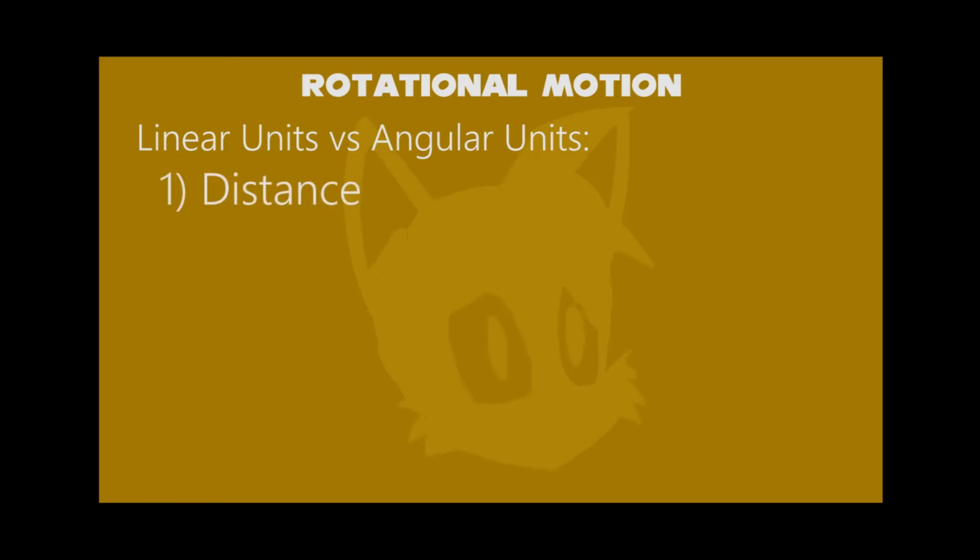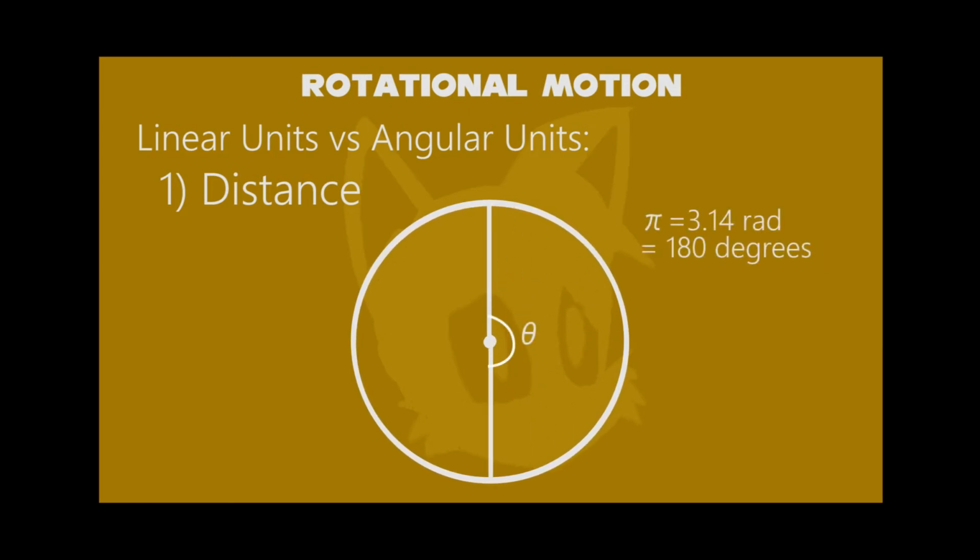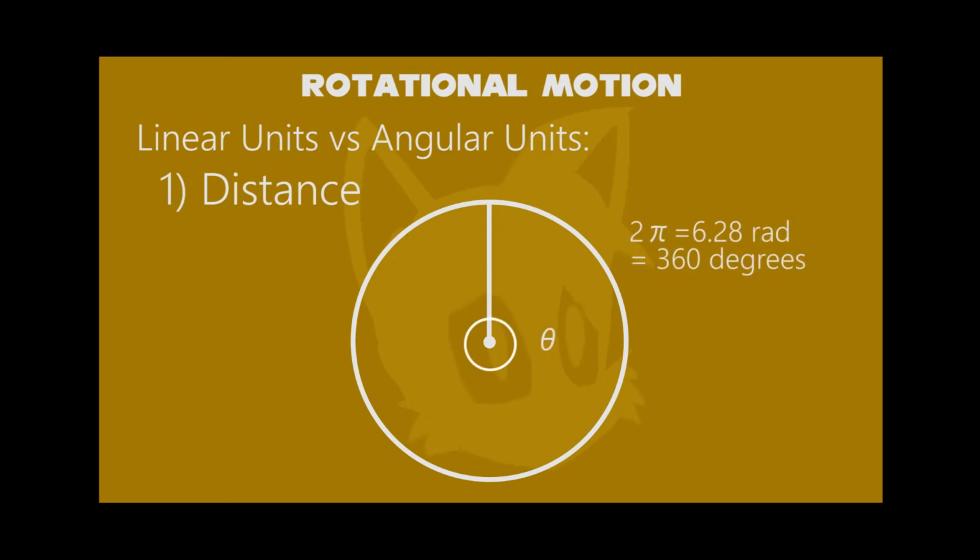First unit, the distance x, which is linear. And angular unit on the other hand, we call theta, a Greek letter. Angle theta is measured in radians, right? So this is 1 radian, equal to 57.3 degrees. If the angle theta is equal to pi, this means it's a half angle, 180 degrees. We get 3.14 radians. For a complete angle of 360 degrees, we get 2 pi, equal to 6.28 radians.